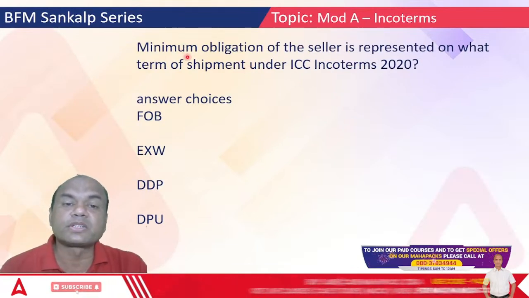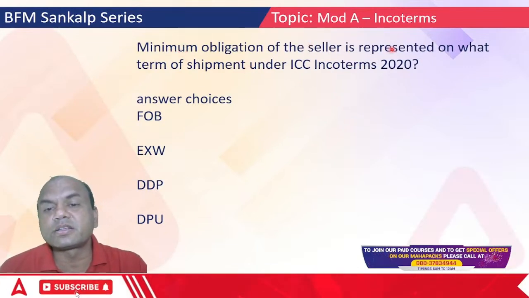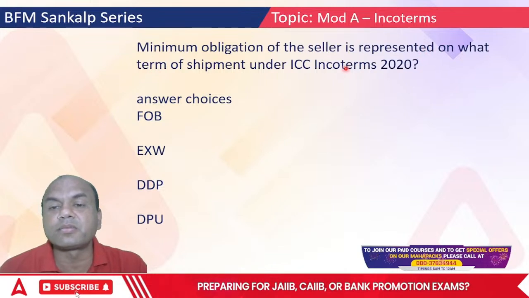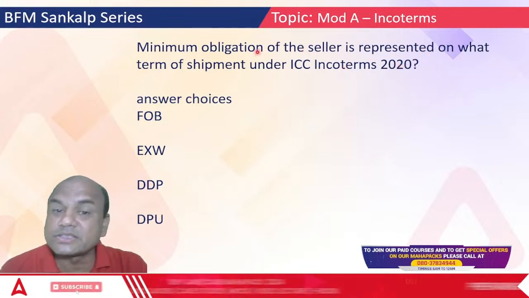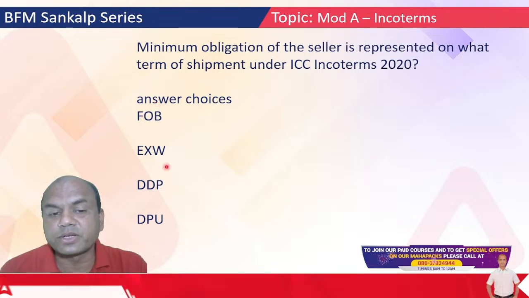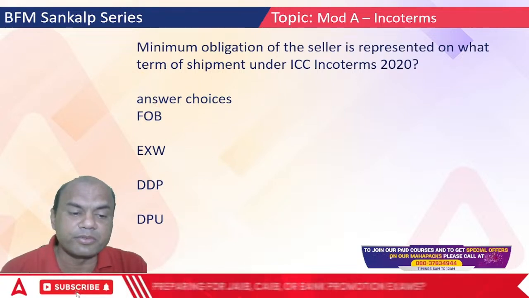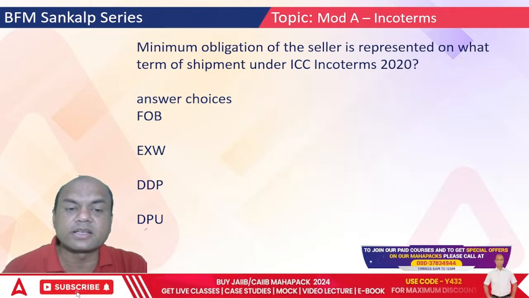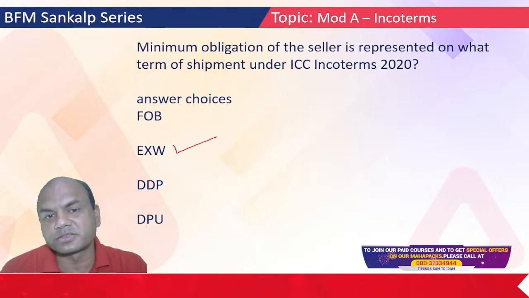Okay. Now let's come to the questions. Minimum obligation of the seller is represented in which term of the Incoterm? Now this is easy for you. The options are FOB, Ex Works, DDP and DPU. Now which one? The correct answer is Ex Works. Correct? Ex Works. Okay.